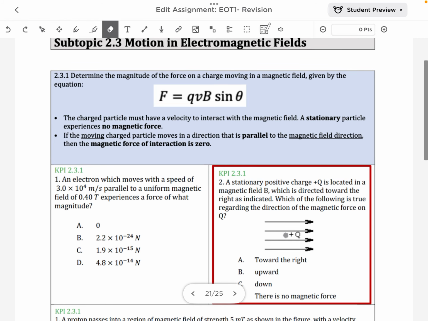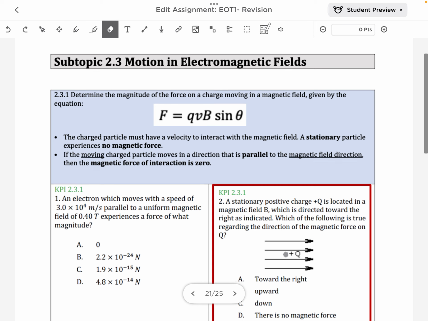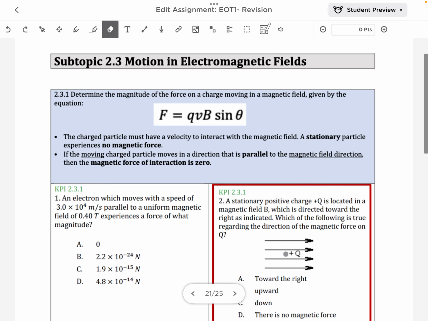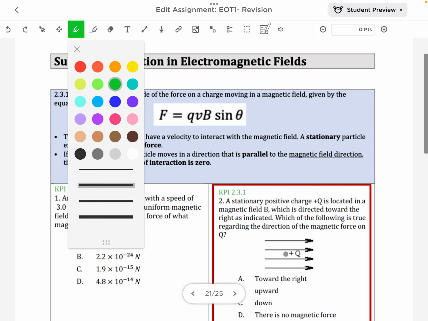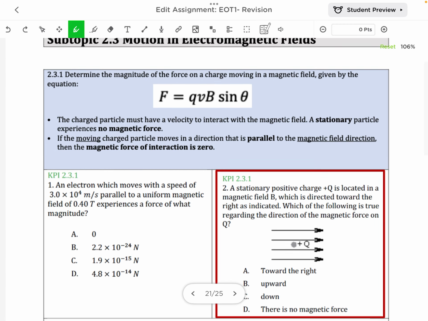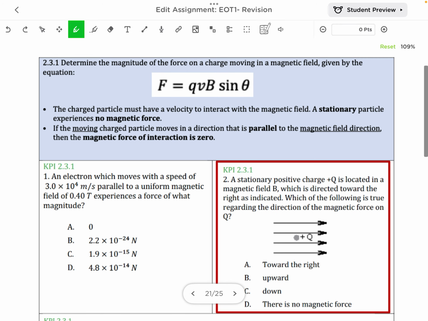10 Advanced End of Term 1 Revision, Lesson 2.3, Motion in Electromagnetic Fields. 2.3.1, Applying the relationship between the magnetic force on a charge moving in a magnetic field.